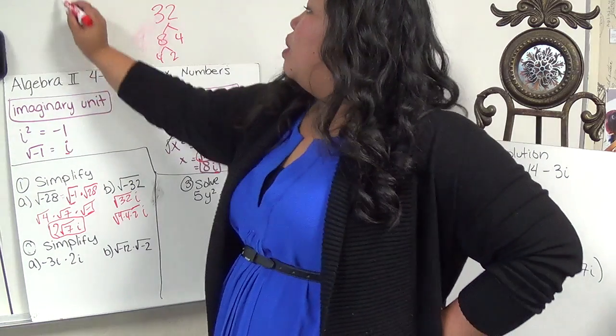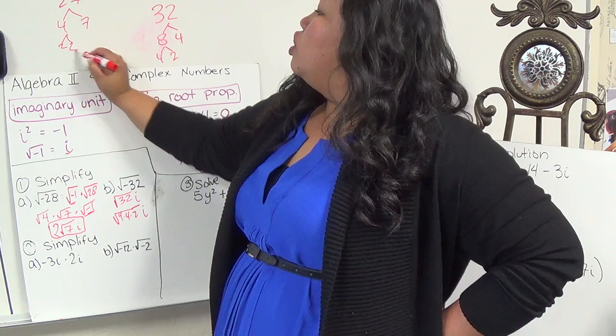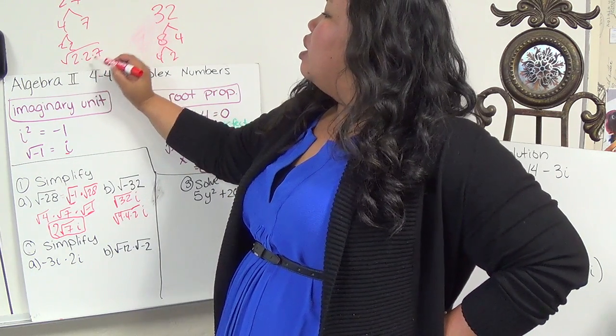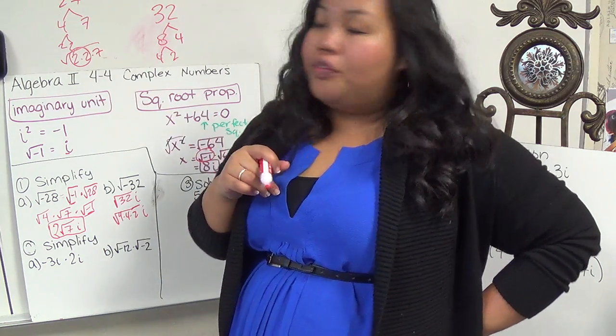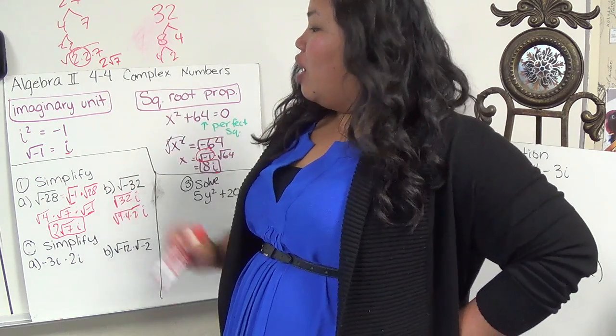Just like when we did 28, right? We have 4, 7, 2, 2. So this becomes the square root of 2 times 2 times 7. Because I have 2 numbers, 2, that's what gives me the perfect square of 4. I can take a 2 out, giving me the square root of 7, and that's how I got it.